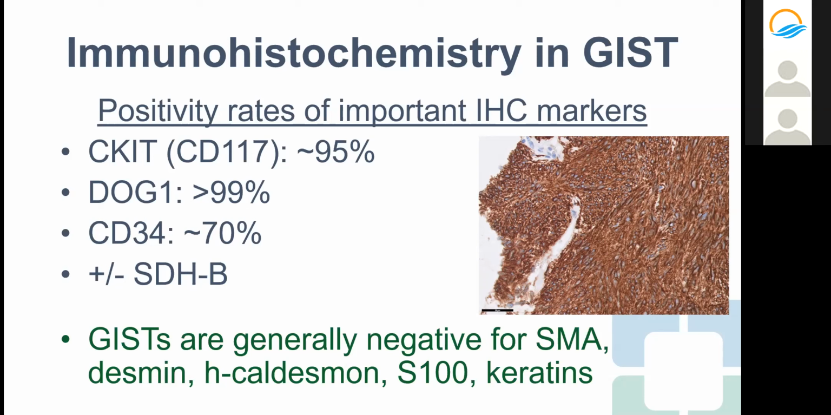The interesting thing about GISTs is that the vast majority of cases are going to stain positively with c-KIT, which is synonymous with CD117. It might be how it's written in your pathology report. So you can see that about 95% of cases are going to strongly and diffusely express c-KIT. And that's what I pictured for you here on the right side of the screen, just so you understand what an IHC marker looks like under the microscope.